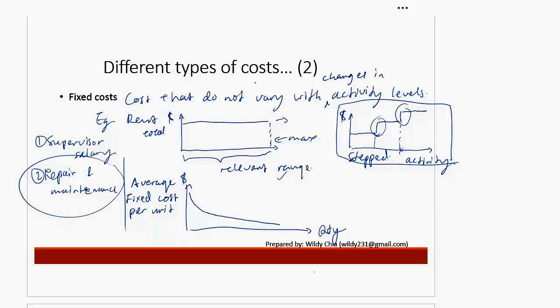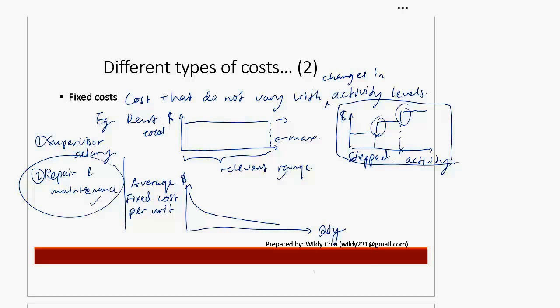In fact, rental costs are likely to increase if you happen to rent another location, another factory. So rental costs may jump instead. And of course, if you rent one more location, rental costs jump even further. So in such a case, if you look beyond that relevant range, rental cost can be a step cost. So that's rental. Any other examples of fixed costs in this case could be supervisor salary. It could also be rent, repair and maintenance.